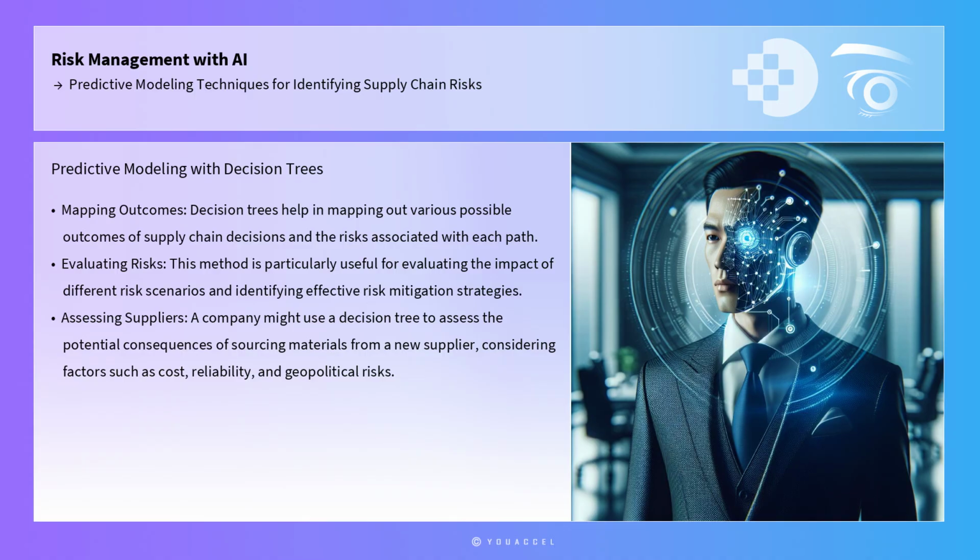Another effective predictive modeling technique is decision tree analysis. Decision trees help in mapping out various possible outcomes of supply chain decisions and the risks associated with each path. This method is particularly useful for evaluating the impact of different risk scenarios and identifying the most effective risk mitigation strategies. For instance, a company might use a decision tree to assess the potential consequences of sourcing materials from a new supplier, considering factors such as cost, reliability, and geopolitical risks.